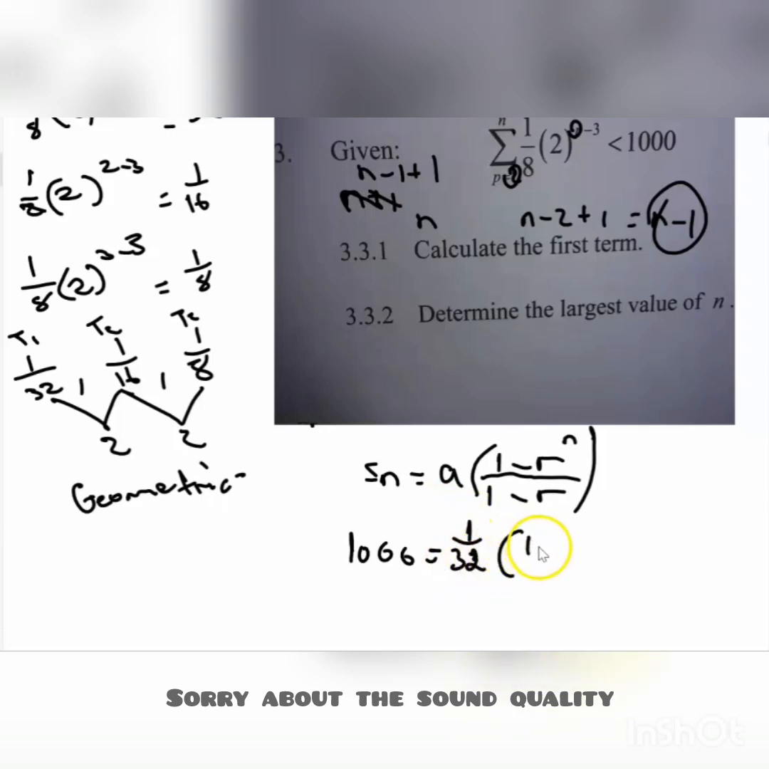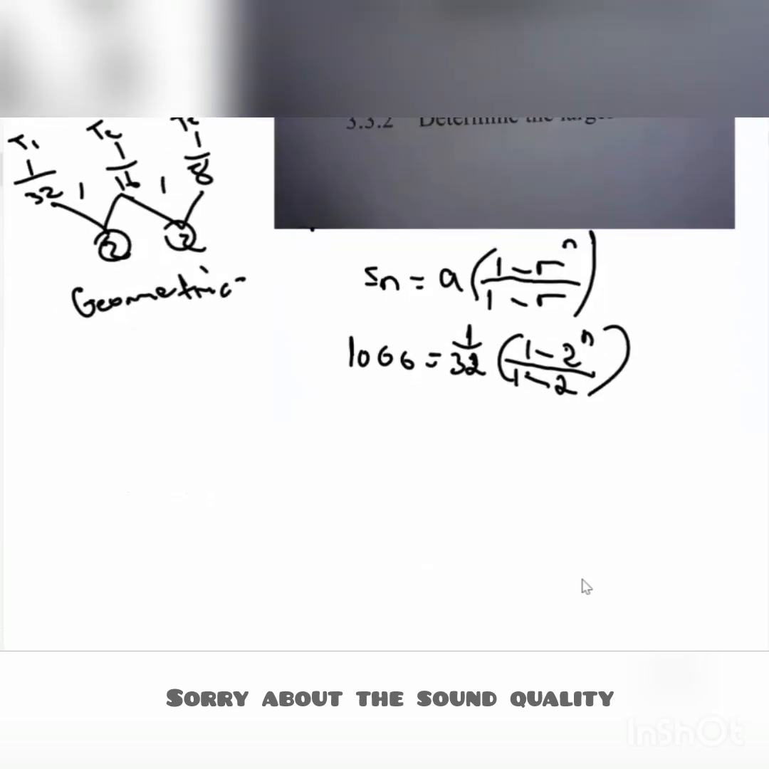Then 1 minus r. What's our r? Our r is our ratio, the common ratio, which is 2, to the n, the term we're solving, then minus 1, over 1 minus r, which is our common ratio. So now we're solving for n, right?